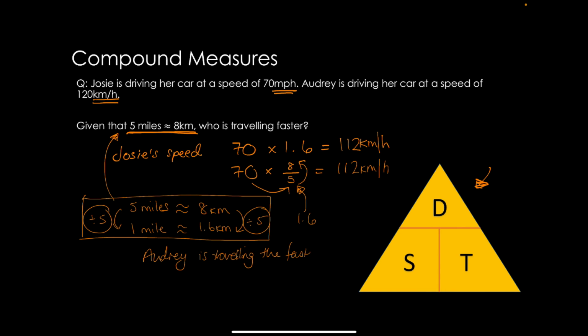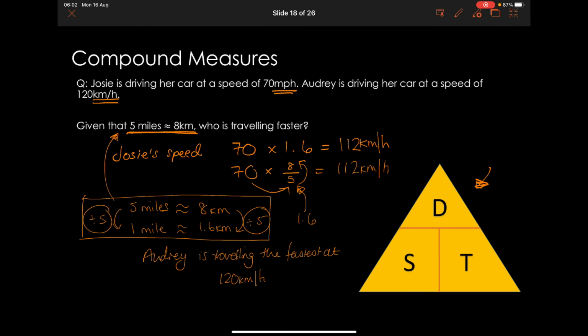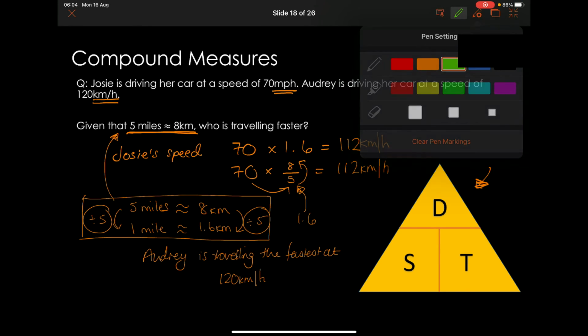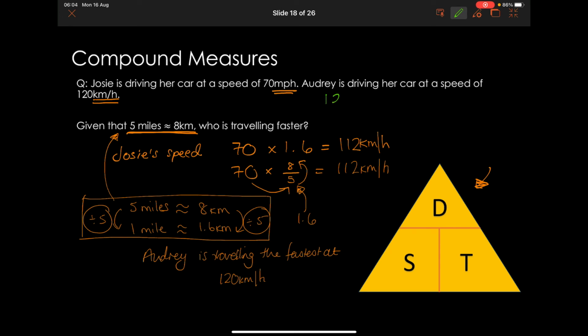Travelling the fastest at 120 kilometres per hour. Now, if you wanted to do it the other way and work out Audrey's speed, you would just take Audrey's speed, 120 kilometres per hour, and divide by 1.6, which gives you 75 miles per hour. She's still going quicker, obviously, it still shows that. You're just doing the opposite.